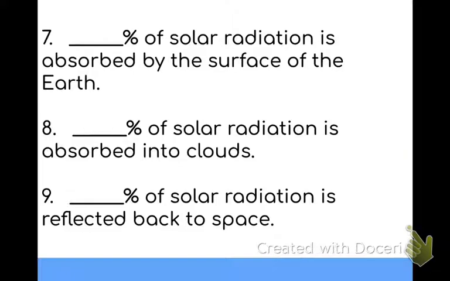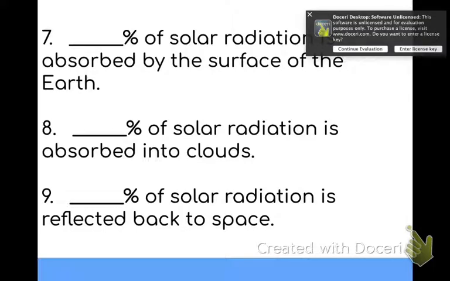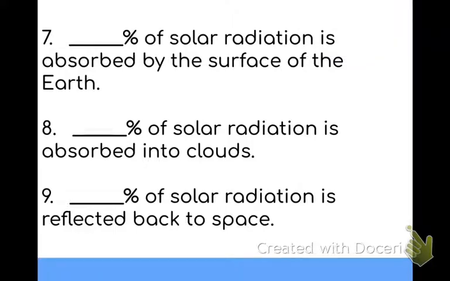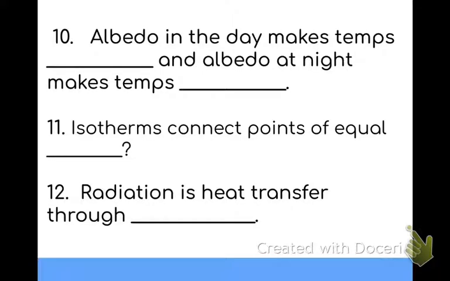And 5, 4, 3, 2, and next. Number 10, albedo in the day makes temperatures blank, and albedo at night makes temperatures blank. So albedo effect during the day causes temperatures to be blank, and albedo during the night causes temperatures to be blank. 11. Isotherms connect points of equal blank.